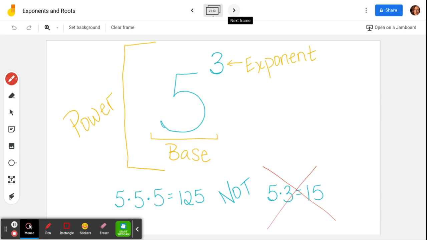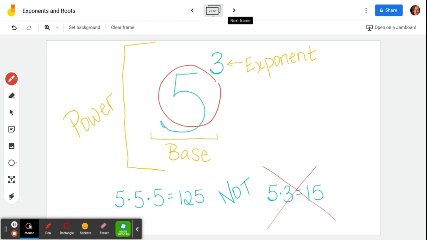Okay, so first of all, a little bit of vocab. The big number, what you're multiplying. This one right here, that's called a base because it's what your answer is based on. Get it? I don't know if that's really the reason. That's how I always tell my students to remember it.